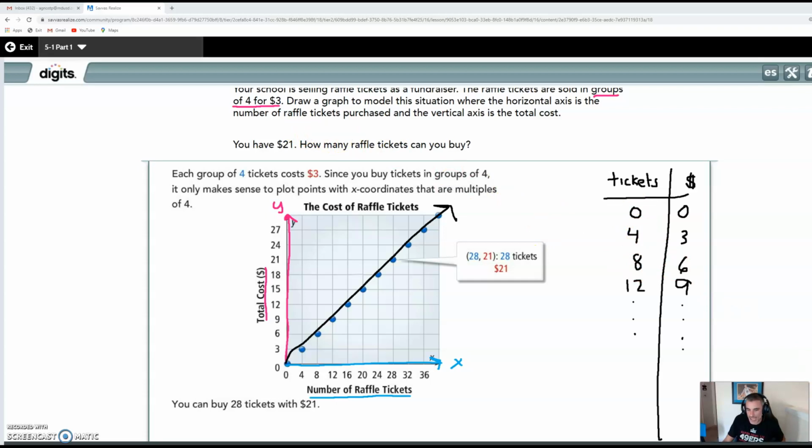For example, I can't buy 3 tickets or 2 tickets. I can only buy them in groups of 4. So if I look at the number of tickets down here, 4, 8, 12, it only gives me the numbers that I can actually buy. I can't buy 22, for example. There's no dot there, and if I go up, there's no dot there because it's not an option for me to buy that amount. That's why we only see dots, because those are the only places where we can actually buy tickets.